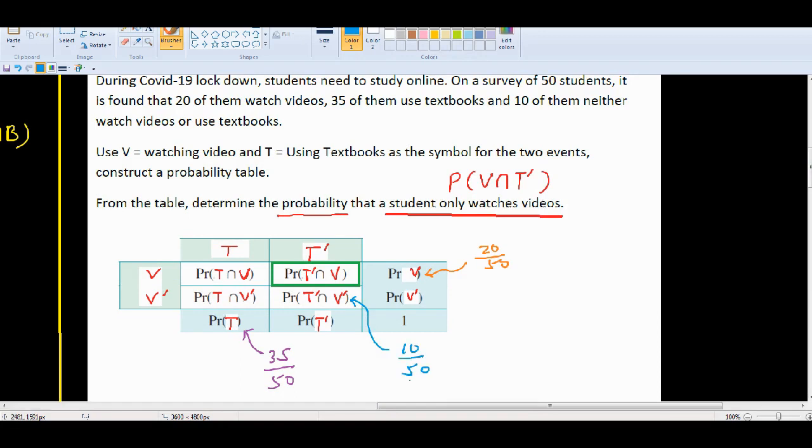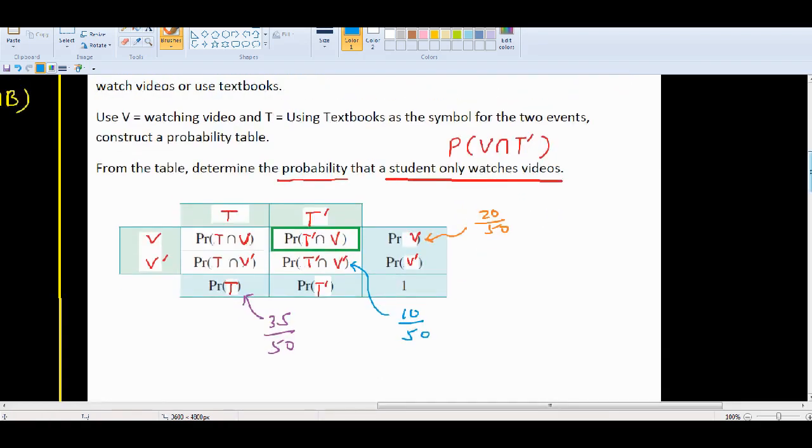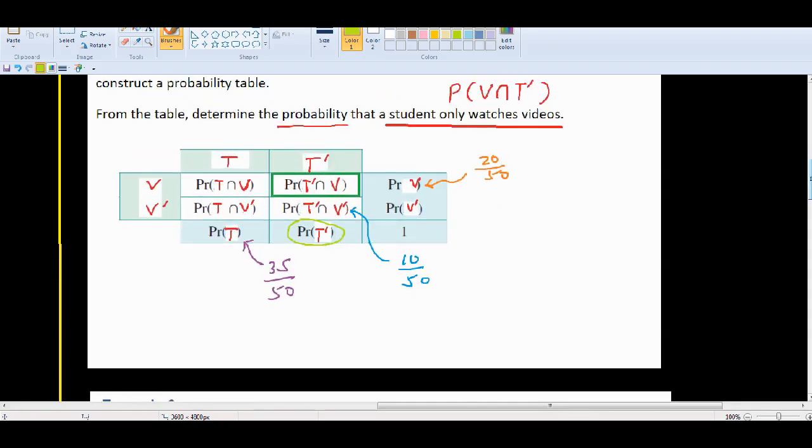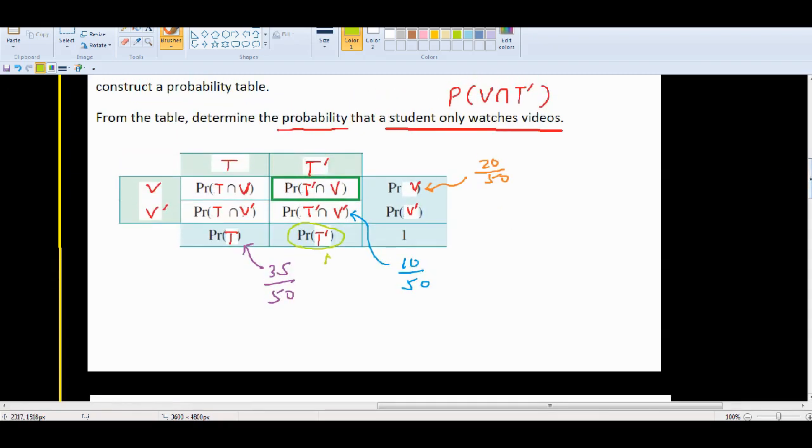So how could we find what we need to find over here? It's not that difficult. If you got this one, the next thing I'm going to find is this one. See the sequence of what I'm doing. If I found this P(not T), then I know the green box plus that blue number, 10 over 50, will equal the probability of not T. So from the table, this is the first step I'm going to do.